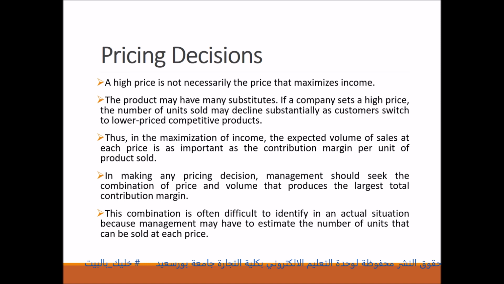So, in making any pricing decision, management should seek the combination of price and volume that produces the largest total contribution margin. This combination is often difficult to identify in the real world because management may have to estimate the number of units that can be sold at each price. So it is a matter of estimation. Expected number of units to be sold in the future needs management to make estimates. That's why it may be hard in the real world to identify the best option.